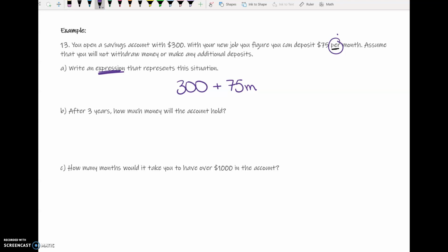After 3 years, how much money will the account hold? Years, this is talking about months. So 3 years is how many months? 3 times 12 is 36, 36 months. So we need to do 300 plus 75 times 36. Do that, see what you get. And then I want you to see if you can figure out part C. You might have to use trial and error, but pause the video, figure out part C, and then play the video to check your answers.